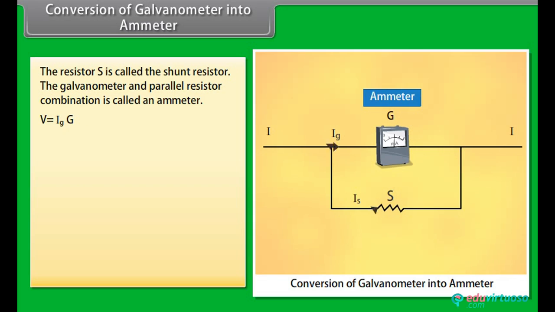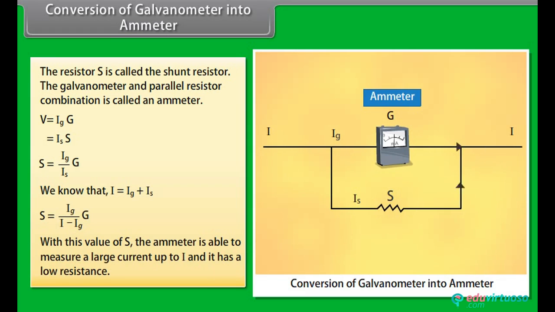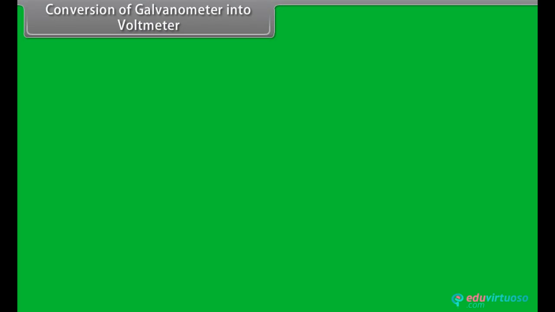V is equal to the product of Ig and G, or V is equal to the product of Is and S. On equating both the above equations, we get the value of S is equal to Ig upon Is into G. We know that I is equal to Ig plus Is. Hence, the value of S is equal to Ig upon I minus Ig into G. With this value of S, the ammeter is able to measure a large current up to I, and it has a low resistance. Conversion of galvanometer into voltmeter.